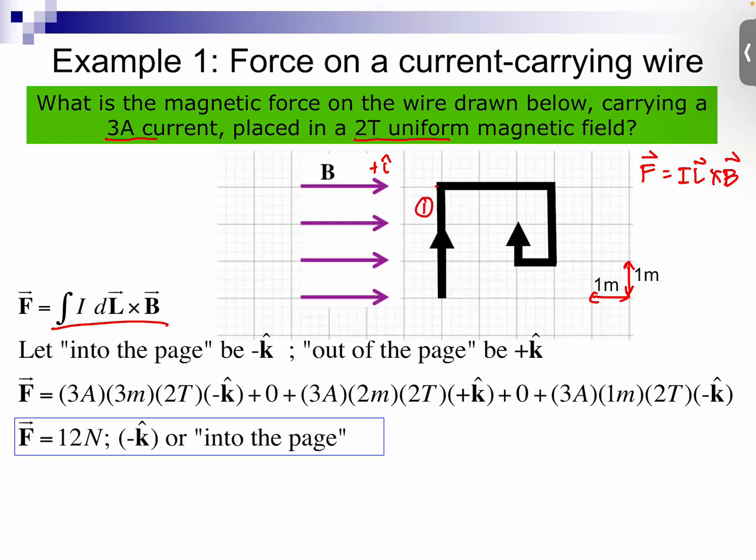The current is 3 amps, so you have 3 amps there, times the length. For wire segment 1, you're applying I L B, and then the direction. The current it carries is 3 amps, times the length. The length of this wire segment is 3 meters, times the magnetic field, which is 2 Tesla as given in the problem.